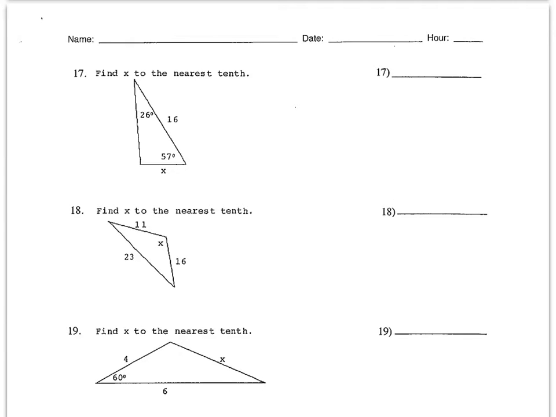I'm going to start by taking 180 and subtracting the 57 and the 26. Okay? And I end up with 97 degrees. So that tells me that this angle is 97. And that's across from the 16. So that will allow me to set up a law of sines.